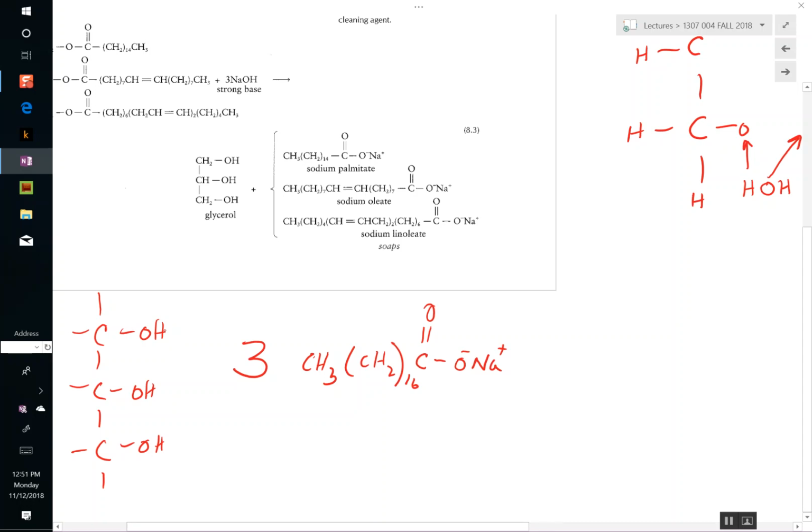So in both saponification and hydrolysis, you get glycerol. You just get a little bit different thing here. When you saponify it, you get the sodium salt of the fatty acid. When you do hydrolysis, you get the fatty acid.